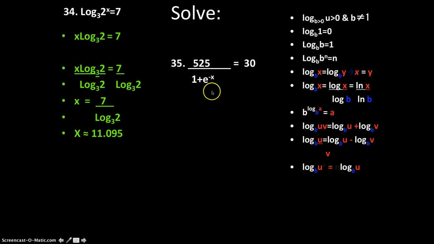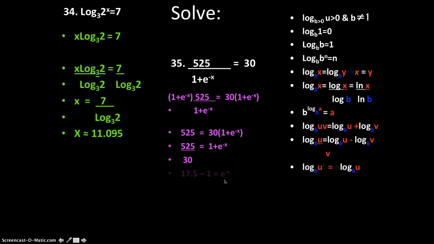The next one looks a little more complicated because of its denominator. And of course, we can't leave a denominator with the x we're trying to solve for. We can't leave that right there. So we're going to have to take that 1 plus e to the negative x power times both sides, and it, of course, will cancel right here with this one. That's gone. That'll be a 1. The 30 is going to divide over to the 525, and when we divide that out, we get 17.5. And of course, we have to bring the 1 over. We're trying to get the x by itself.